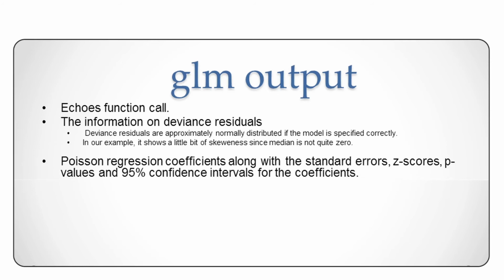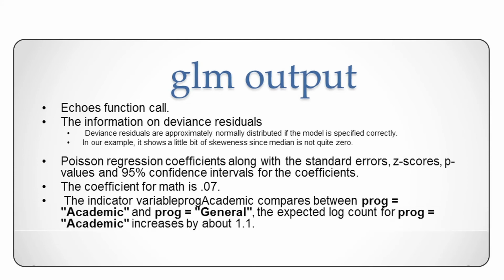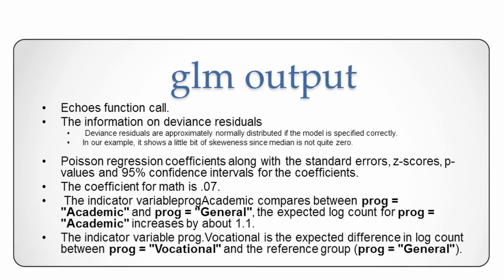The next set of output is the Poisson regression coefficients along with standard errors, z-scores, p-values, and 95% confidence intervals. We can see here that the coefficient for the variable math is 0.07. We can also see that the indicator variable prog academic compares between program equal to academic and program equal to general, and the expected log count for program equal to academic increases by about 1.1. The indicator variable prog.vocational is the expected difference in log count between program equal to vocational and the reference group program equal to general, and so on.